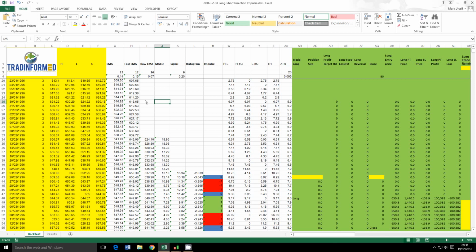Now, the impulse indicator is designed to do just that. It uses the EMA and the MACD as part of the calculation. If both of these indicators are pointing upwards, we have a positive impulse, or an impulse of 1. If both of them are pointing downwards, we have a negative impulse, or an impulse of -1. But if they're pointing in different directions, we have no impulse, or an impulse of 0.